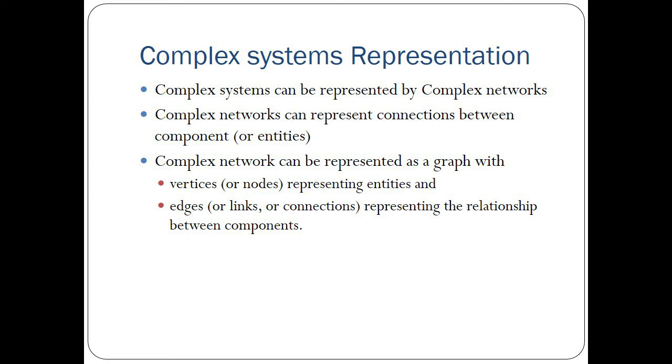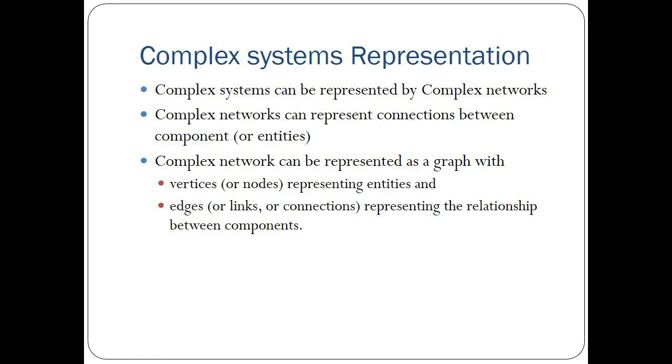So the complex system representation could be in the form of complex networks. That's why the two terms complex systems and complex networks are very alike. So complex systems can be represented by complex networks. And how could the complex networks be represented? It could be represented in the form of connections between various components in that system. Components could also be called entities.